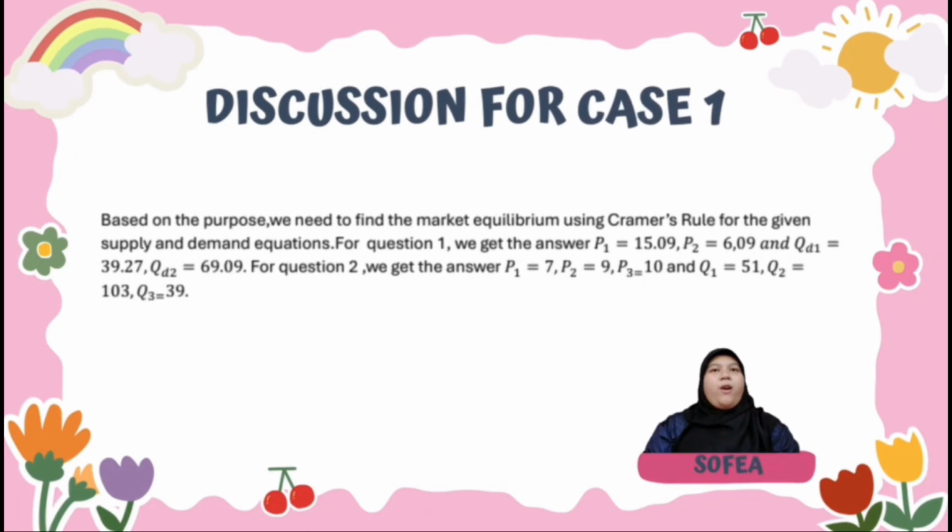For the discussion for case 1, based on the purpose, we need to find the market equilibrium using Cramer's rule for the given supply and demand equations. For question 1, we get the answer P1 is 50.09, P2 we get 6.09 and for Q1 we get 39.27, Q2 we got 69.09. For question 2, we get the answer P1 is 7, P2 is 9, P3 is 10 and Q1 we get 51, Q2 we get 103, Q3 we get 39.